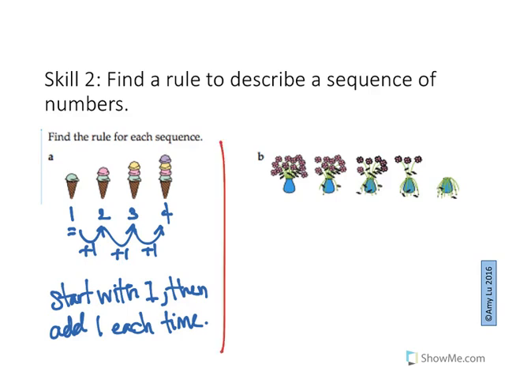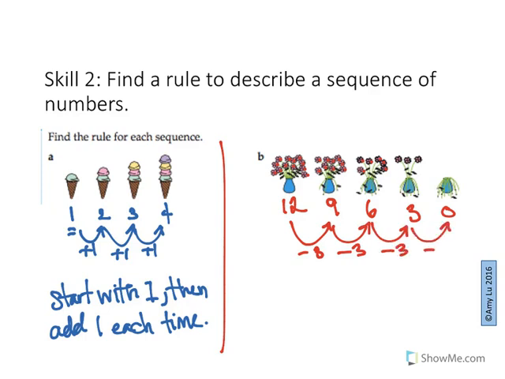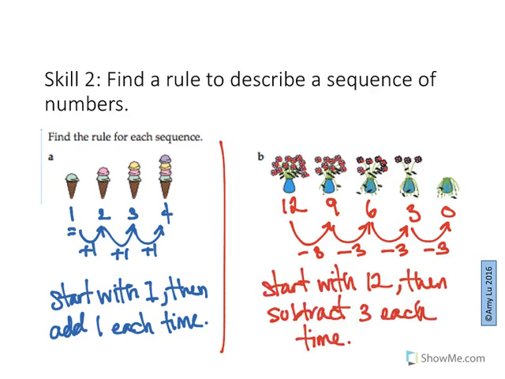In B, you have to first, of course, count the number of flowers. And the first vase has 12 flowers, then 9, then 6, then 3, and then nothing. So, if you notice, it's dropping by 3 each time. So you would write, start with 12, then subtract 3 each time.